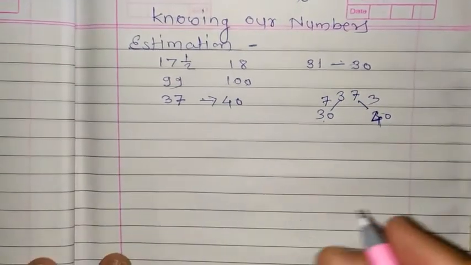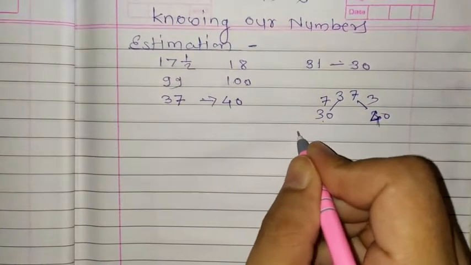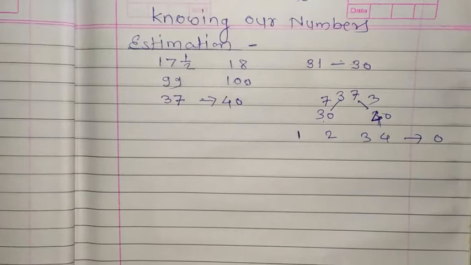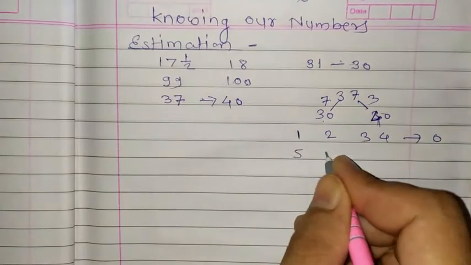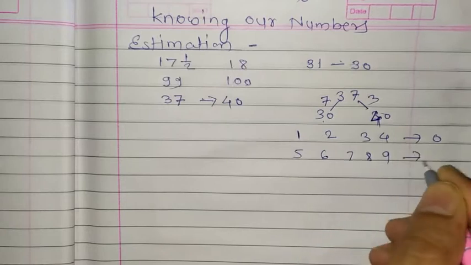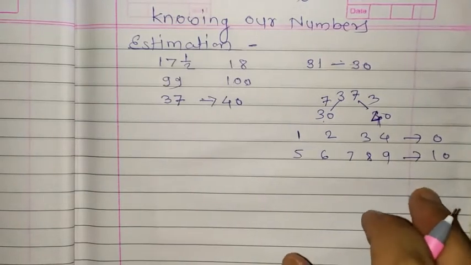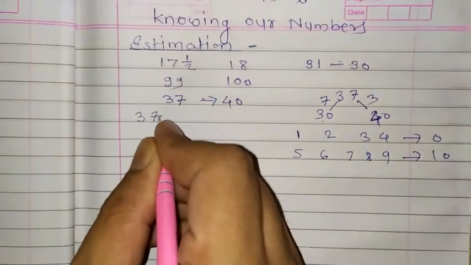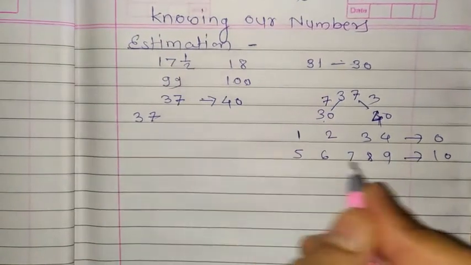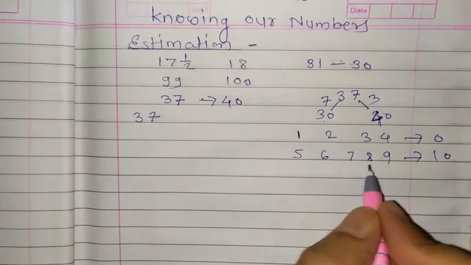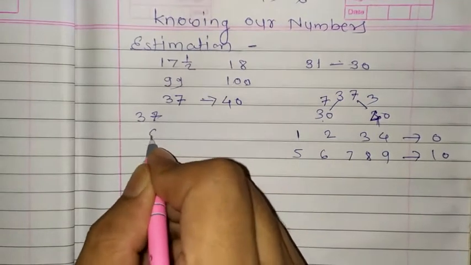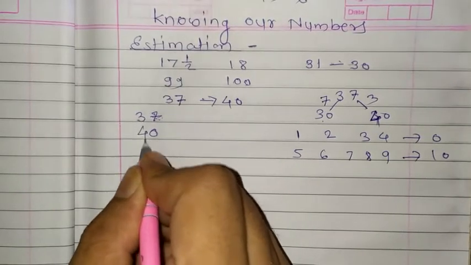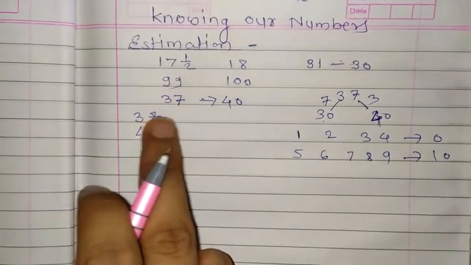In the round off case, in estimation, the digits 1, 2, 3, 4 we convert into 0, and if the digits are 5, 6, 7, 8, 9, we consider them as 10. This technique we will use in estimation. Suppose 37. Here 7 is a bigger digit, more than 5, so in place of 7 we write 0, then we add 1 to the nearest number on the left. So 3 plus 1 is 4. So 37 is 40.